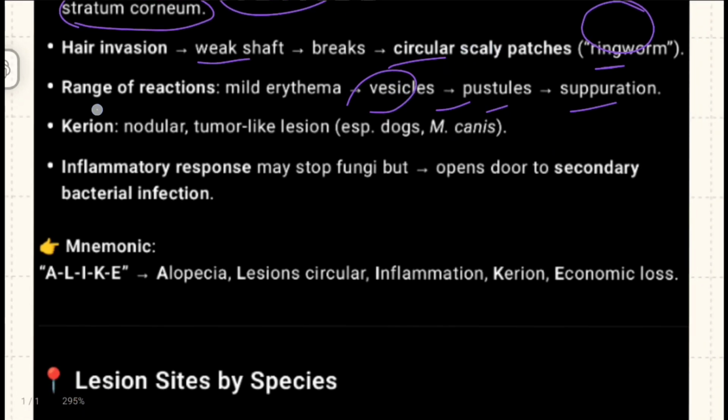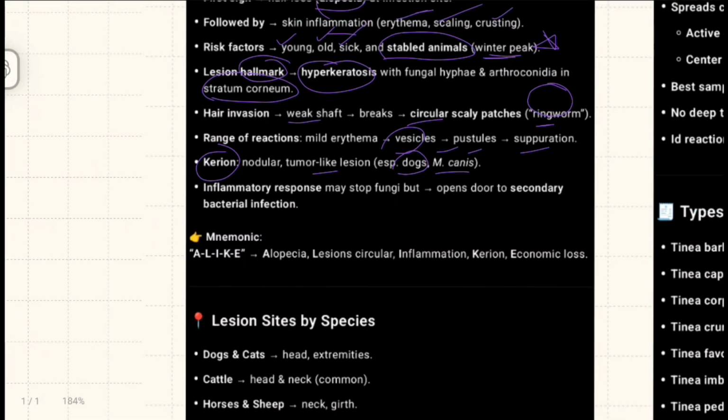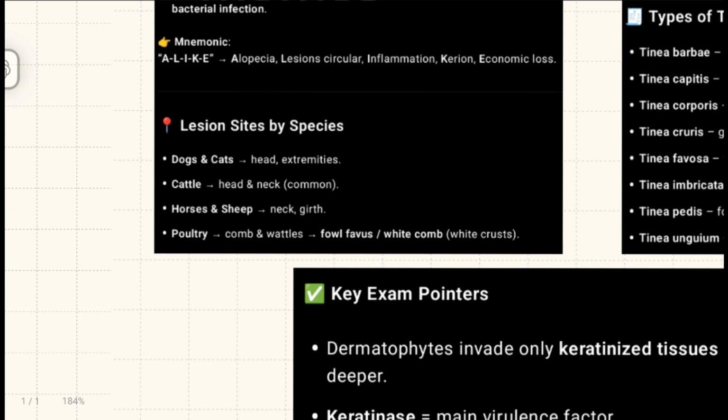There are also kerions noticed. These are local flake-like lesions, sometimes looking like a nodule or tumor-like growth, specifically in the case of dogs affected with Microsporum canis. It also shows inflammatory responses that may stop the fungi, but the affected host is prone to secondary bacterial infection. So these are the symptoms expressed by the animal.